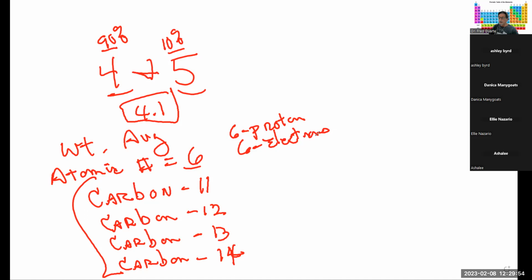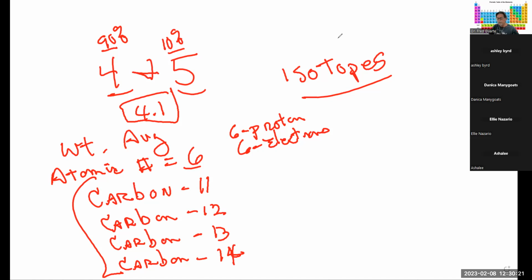All right. These here, carbon 11, carbon 12, carbon 13, carbon 14, are what we call isotopes. They are all carbon, but they're different in the number of neutrons that they have, okay?